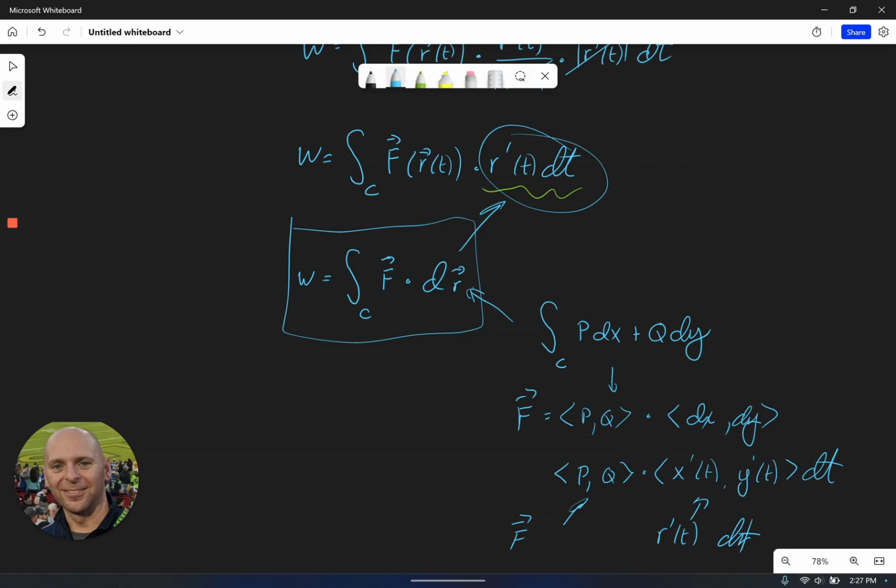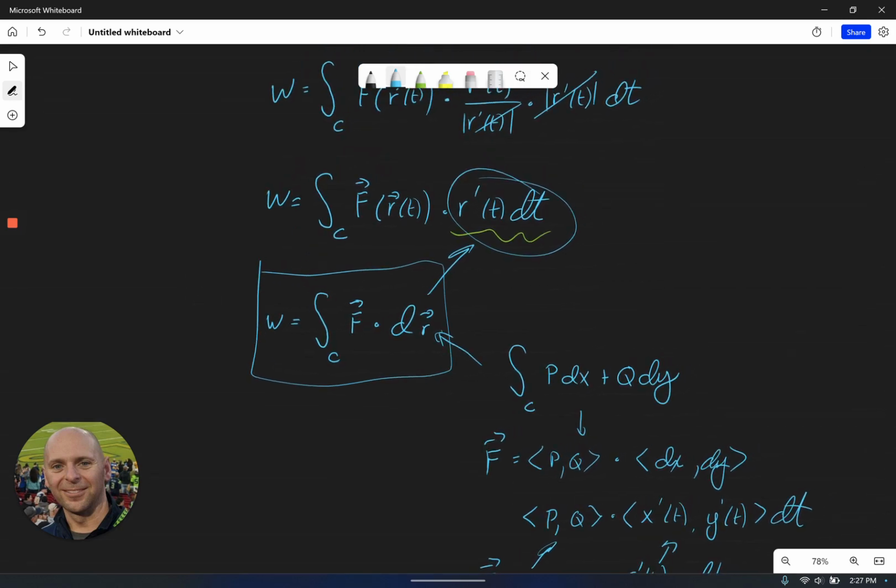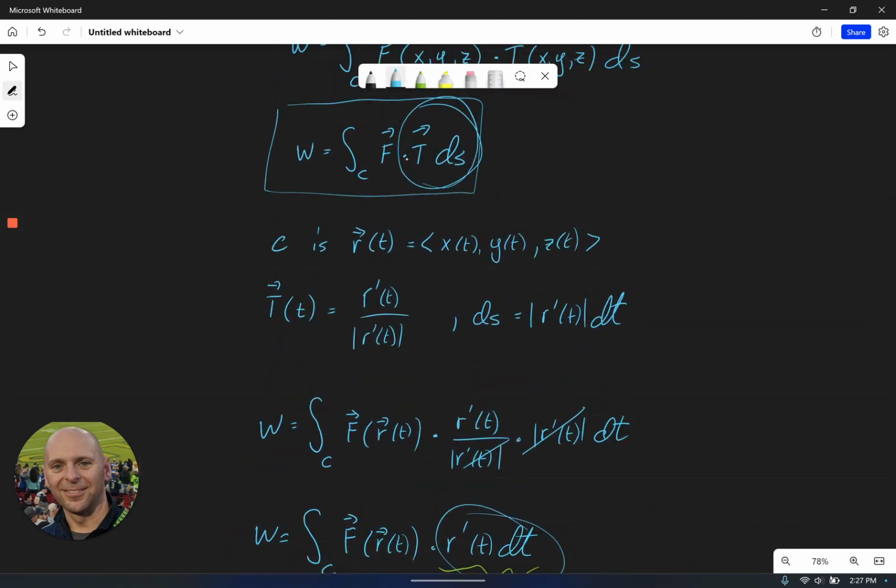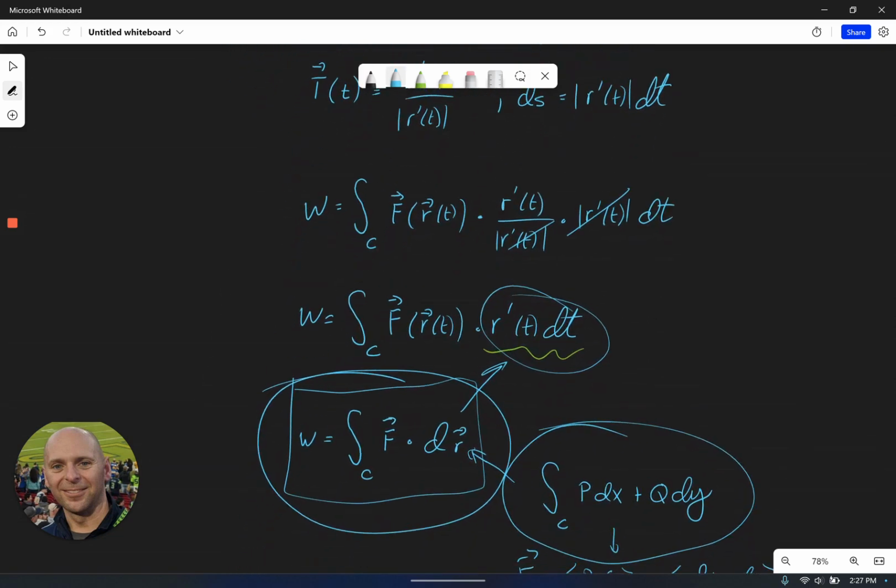We now have three different representations for computation of work. We have this form, we have this form, and of course we have this form. Again, from a usability standpoint, this is really how most of the calculations are done.